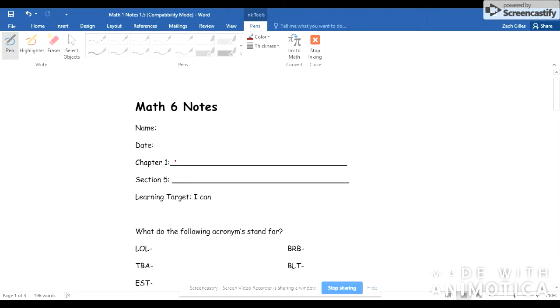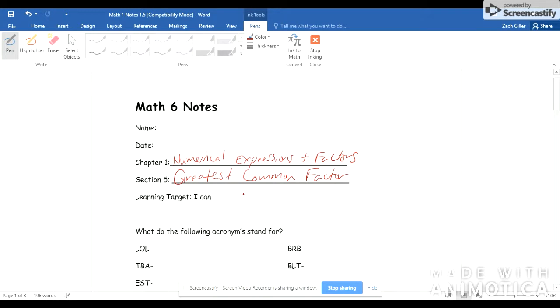Chapter 1 is titled Numerical Expressions and Factors. You're probably getting sick of writing this out, but get to know the chapter name, and practice makes perfect. Section 5 today is titled, make sure I'm telling you right here, Greatest Common Factor.